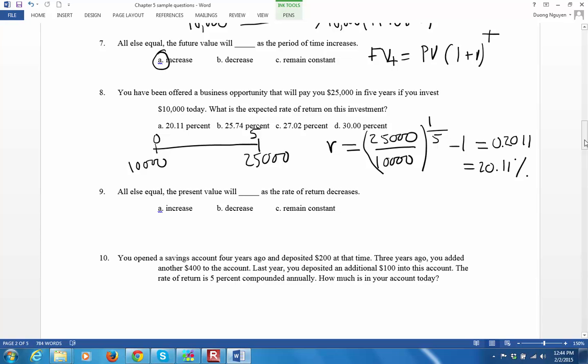So the return for your investment would be 20.11% if you invest $10,000 today and receive $25,000 in 5 years. Alright, number 9: if everything else is equal, will the present value increase or decrease if the rate decreases? You know that the present value equals the future value divided by (1 + interest rate) raised to the power time. So obviously if the interest rate decreases, the denominator will decrease, therefore the present value will increase.